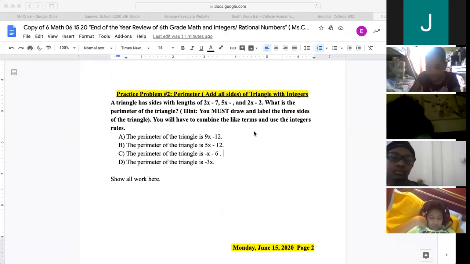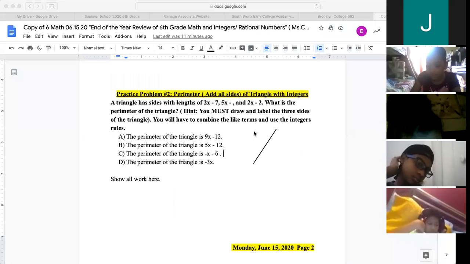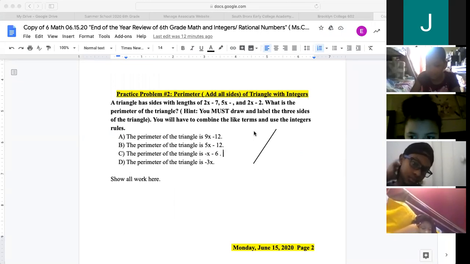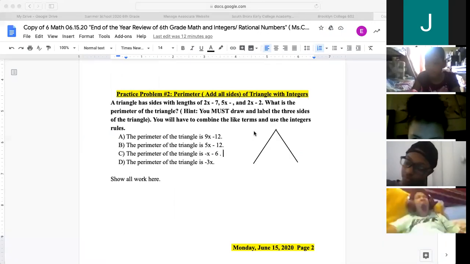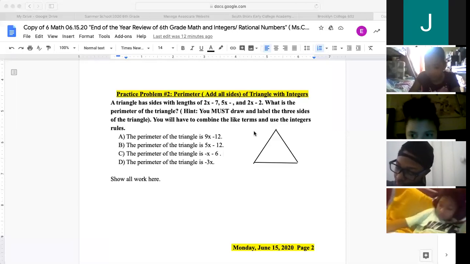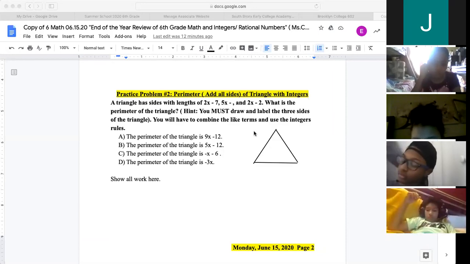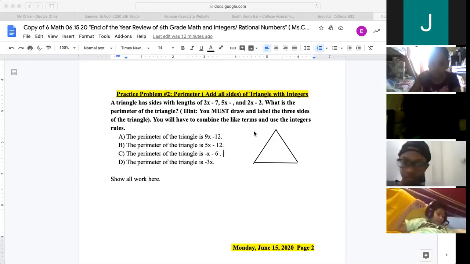All right, so Demi's gonna draw a triangle. All of you are gonna draw a triangle. Thanks, Demi. We know that a triangle has 3 sides. So Demi, on one side of the triangle, I want you to type in 2x minus 7. Let's do that now. Type in 2x minus 7 on one side of the triangle.